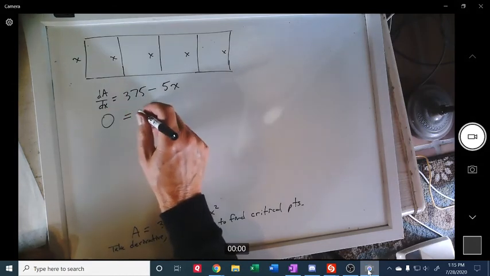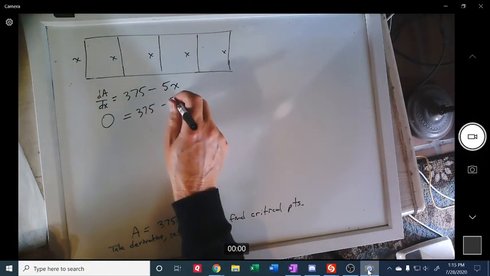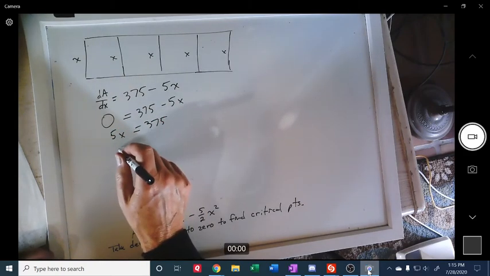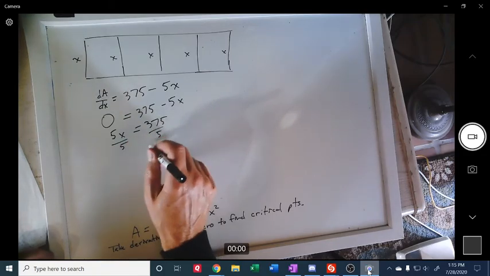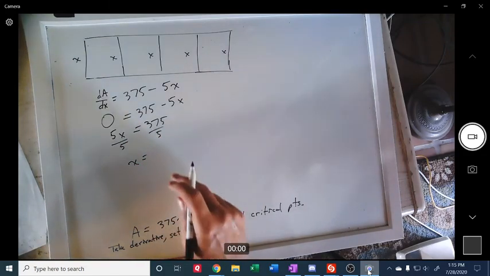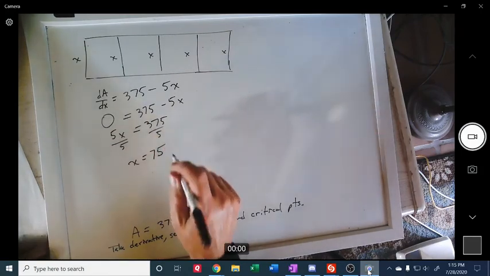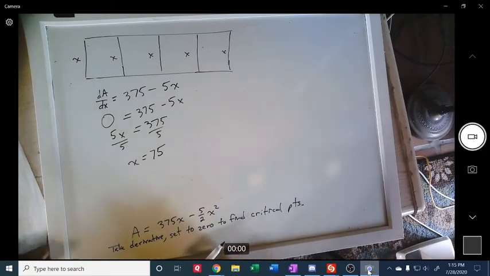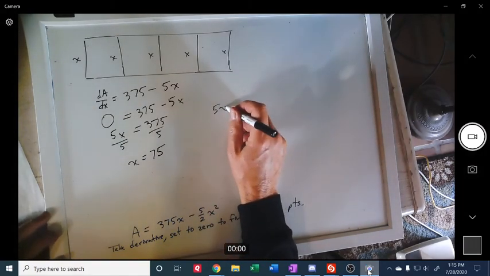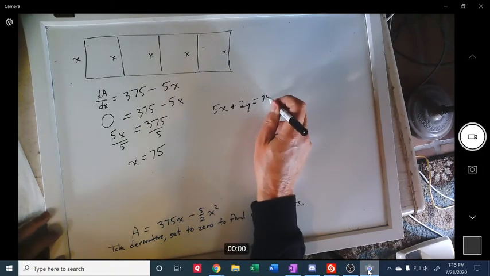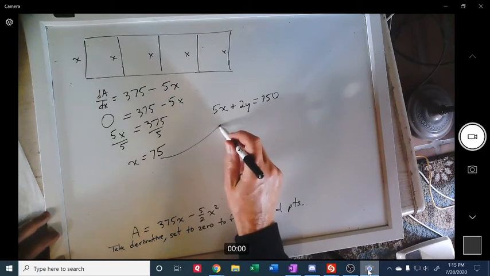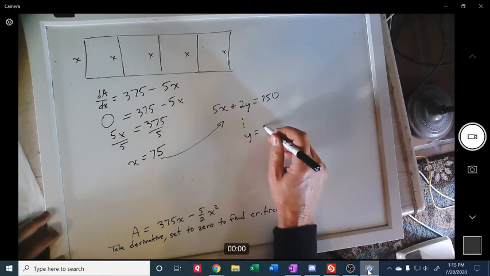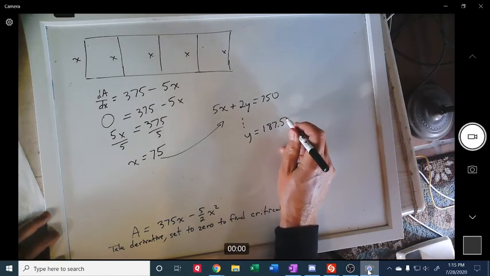And then I replace this with 0, bring this over, divide by 5, and 75 is what I'm going to get. Just what I suspected I was going to get. And then I had 5x plus 2y is 750. So I'm going to plug in that 75 in there, and that'll lead me to y is equal to, what was it, 187.5, I think.